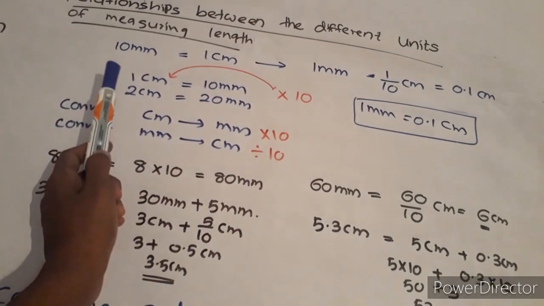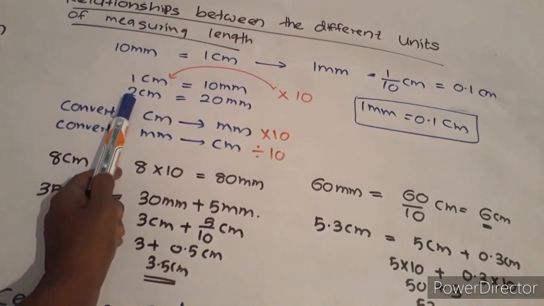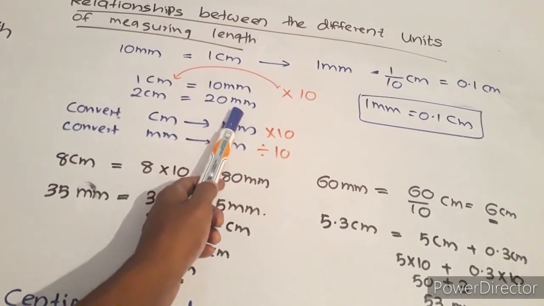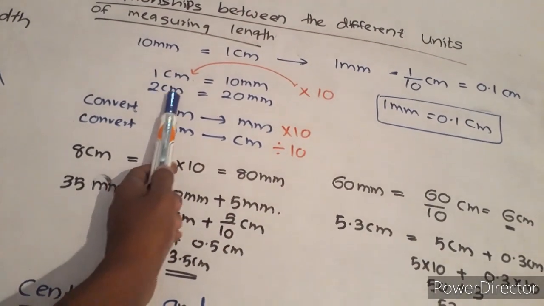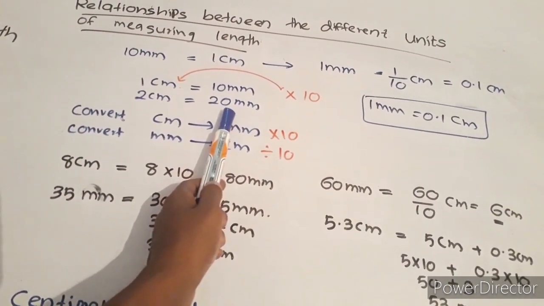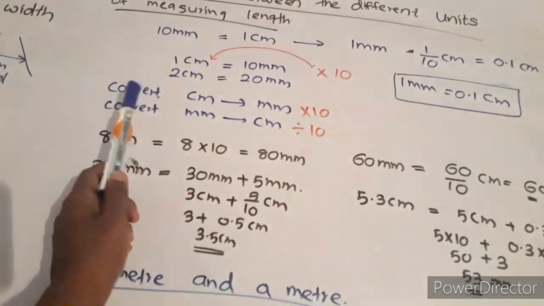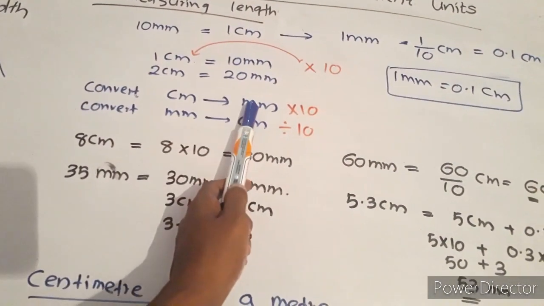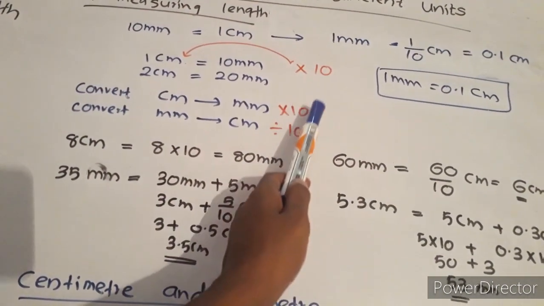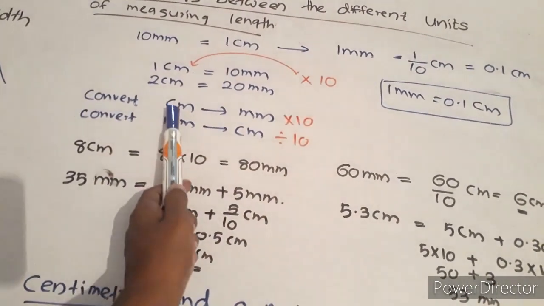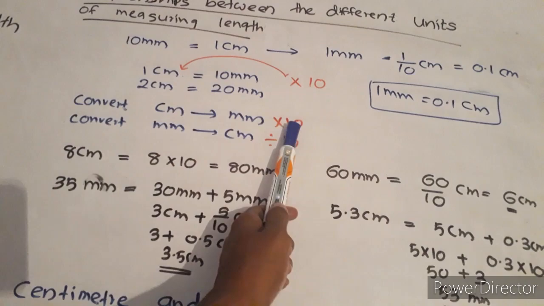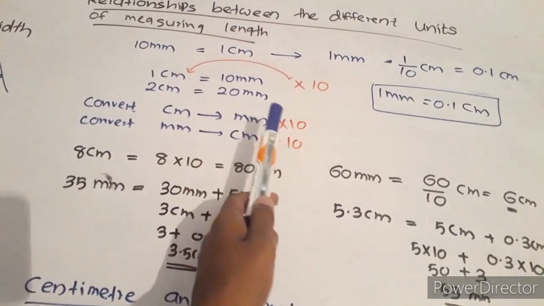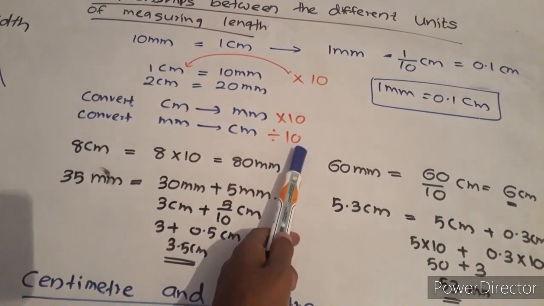So 2 centimeters, how many millimeters are there for 2 centimeters? It has 20 millimeters. What we have to do? To multiply by 10. Then we can convert it to millimeters. So you have to keep in mind, to convert centimeters into millimeters, we have to multiply by 10. To convert millimeters to centimeters, we have to divide it by 10.